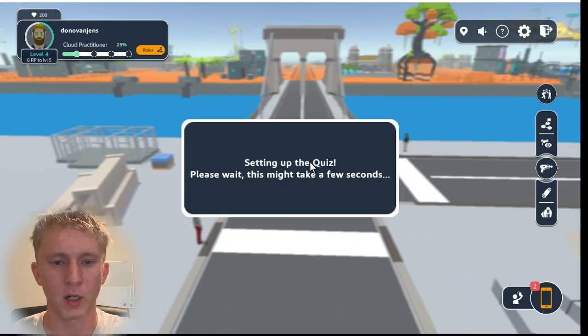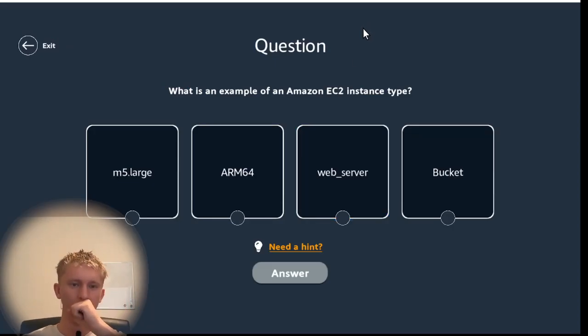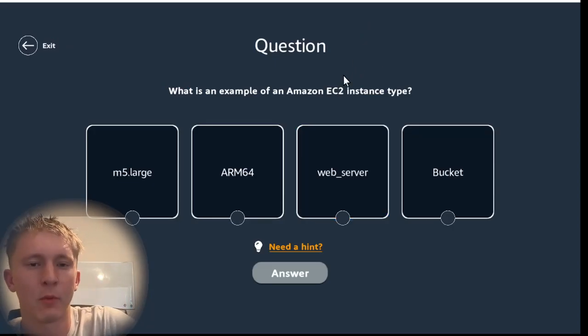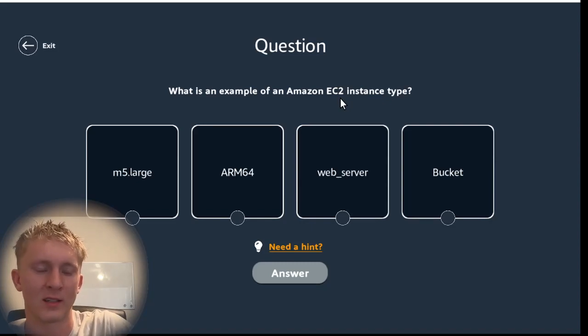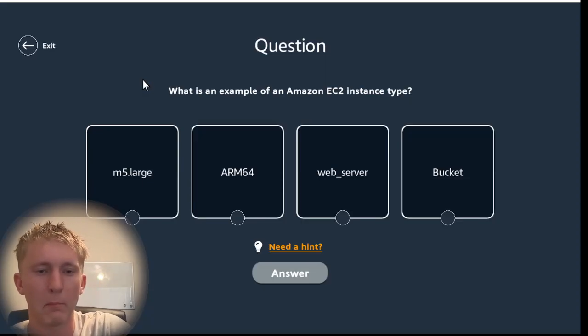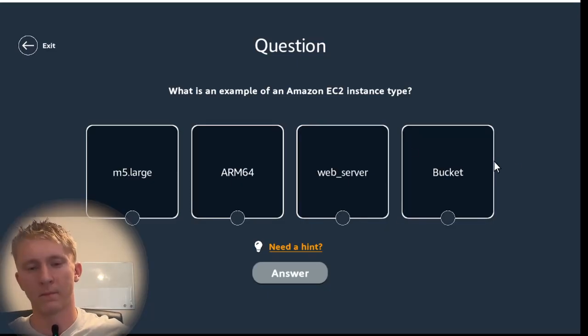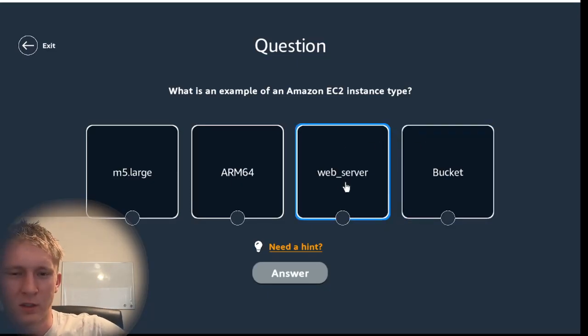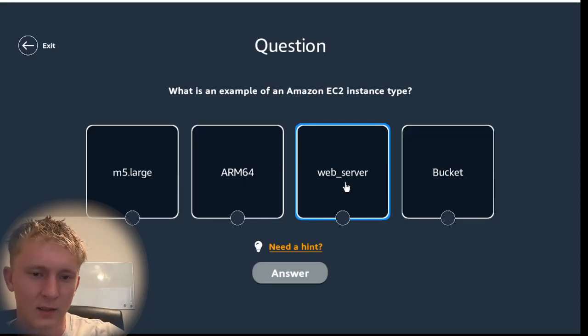Ooh, it's the bird. I think I had this guy yesterday. What is an example of an Amazon EC2 instance type? We got A, M5.large, B, ARM64, C, web_server, D, bucket. Immediately, bucket has to do with S3. That's the only time you'll ever hear the word bucket when it comes to AWS. C, web server. I don't think it's that simple.